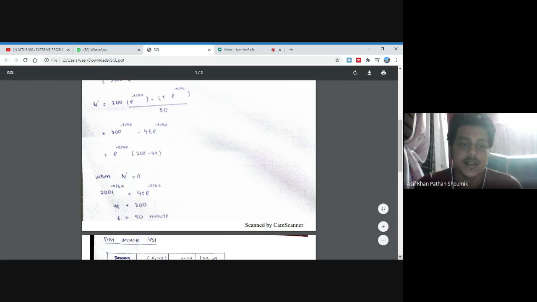We just set the equation of n prime, which is e to the negative t by 50 multiplied by (200 minus 40), equal to 0. If we go to the next line, we can find out that t is equal to 50 minutes. So I suppose that at this t value, in these 50 minutes, the number of customers will be maximum at the PC fair.